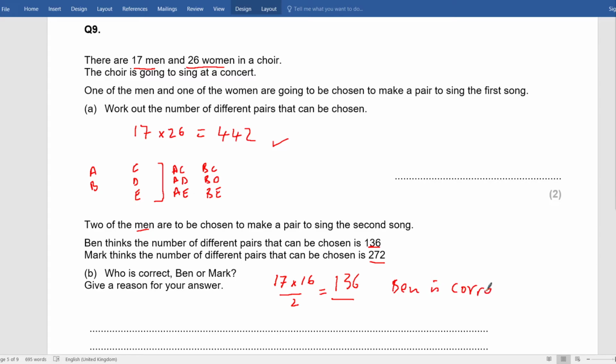Okay, so the reason why we divide by 2 is that we would otherwise count the pairing the other way around. This way the order does not matter, so we divide it by 2. So BA is the same as AB. These pairs are the same, so we double counted in here, so we must divide by 2. Okay, so if we clear this, go on to the next one.